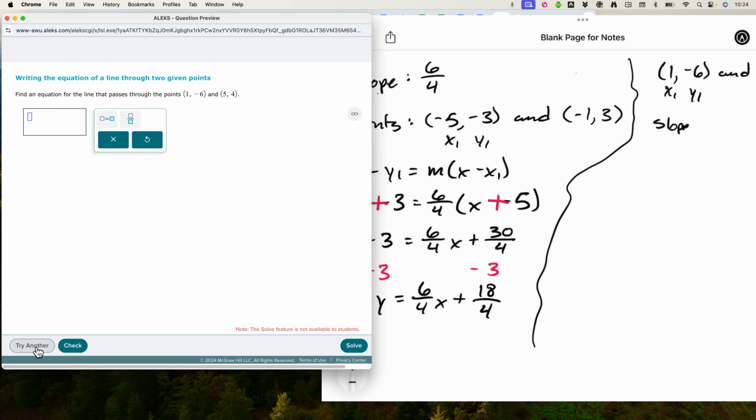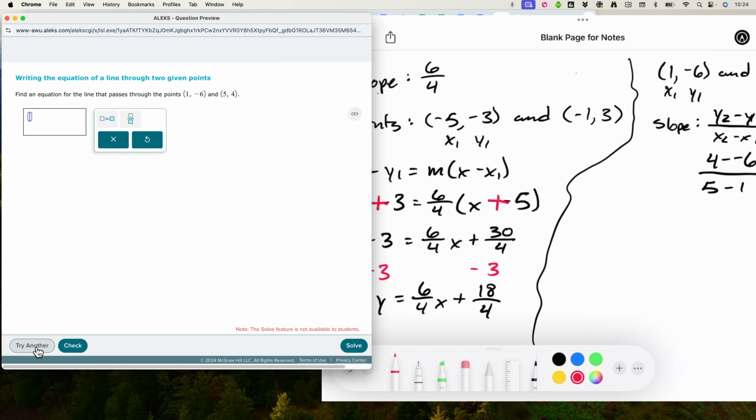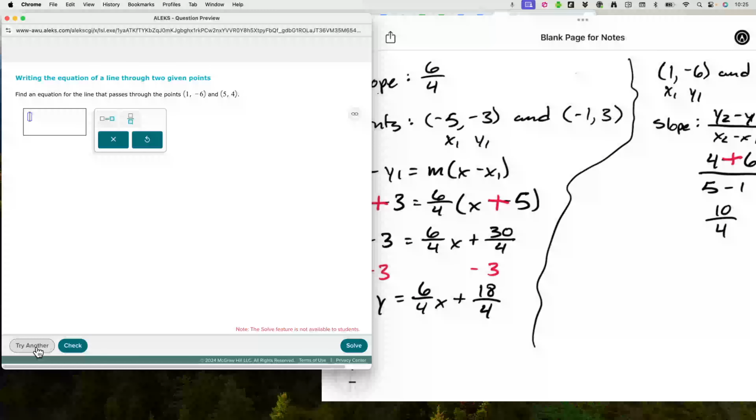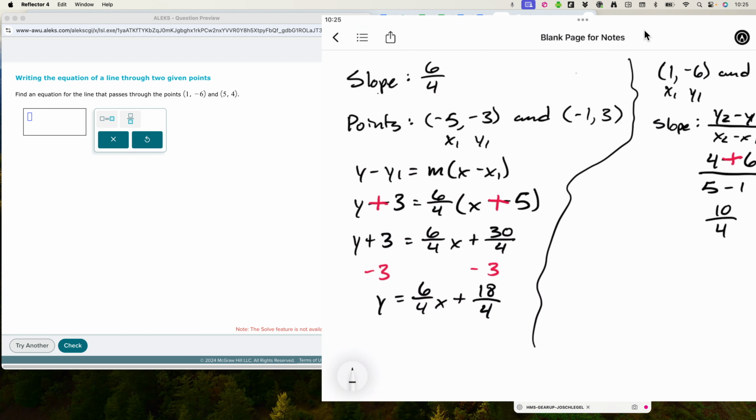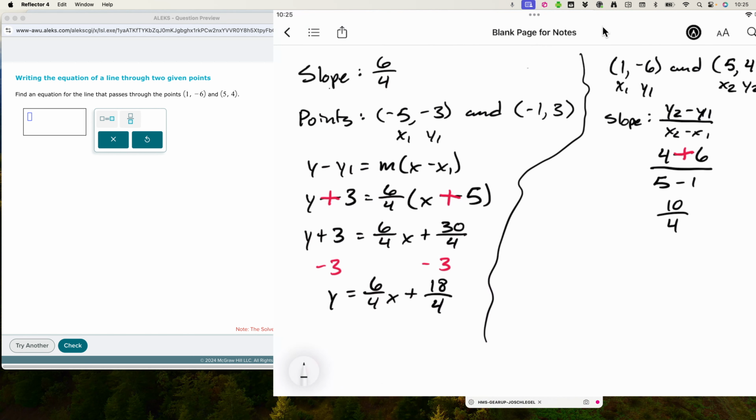Slope is y2 minus y1 over x2 minus x1. So y2 is 4 minus y1 is -6, over 5 minus 1. 4 plus 6 is going to be 10. 5 minus 1 is going to be 4. So I will consider our slope to be 10 over 4. You could simplify that to be 5 over 2.